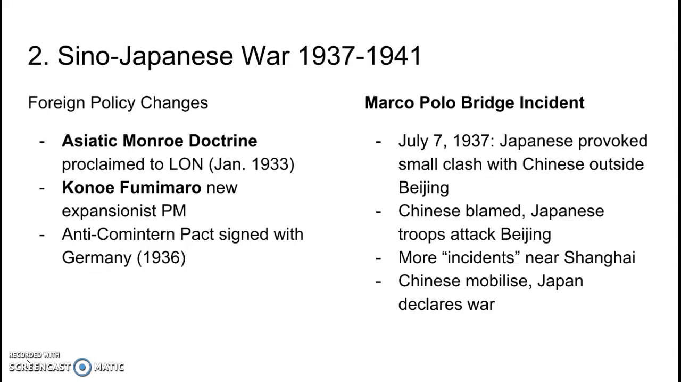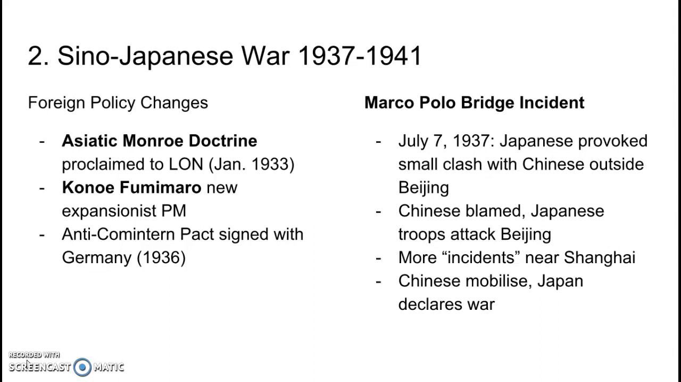So the road to war with China and Japan actually started with some pretty significant foreign policy changes by the Japanese. The first one that we want to talk about would be in 1937. We have Japan's new Prime Minister, Fumimaro. He's an expansionist prime minister, and he's convinced that Japan had to adopt a policy for its own autonomous bloc, which supported the idea of the Asiatic Monroe Doctrine.